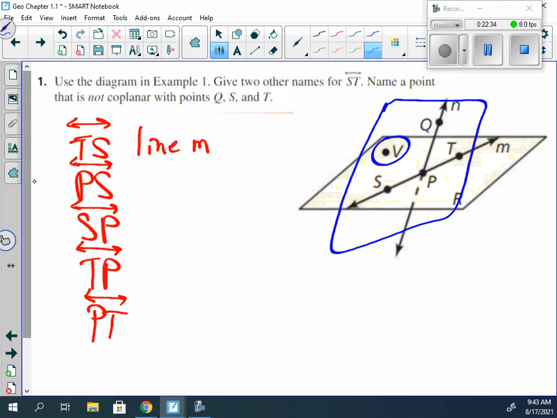Questions on this here? So our non-coplanar point is point V. That would be the non-coplanar point. Do you have a question? Okay. Are we good with all of this here so far? Okay.